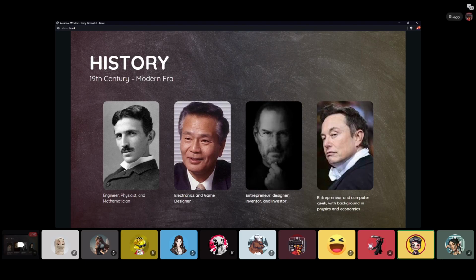So you know it, guys. It's Steve Jobs. And lastly, he's an entrepreneur, a computer geek with a background in physics and economics. So yeah, he sold an app when he was 12 years old, founder of or created The Boring Company, Neuralink, even the X.com that we are using right now, SpaceX, Tesla, and Starlink. So yeah, I believe you know him. All right. So yeah, these are the notable generalists that we can see throughout history.